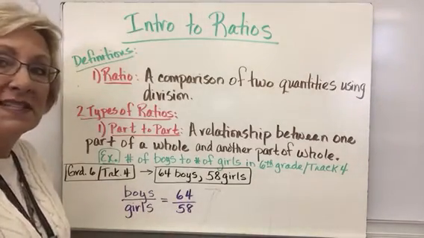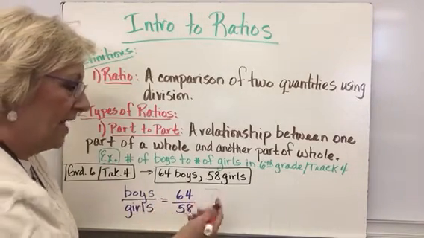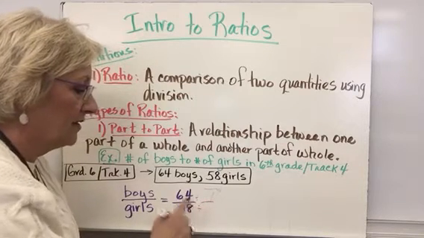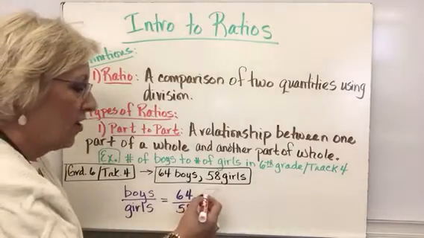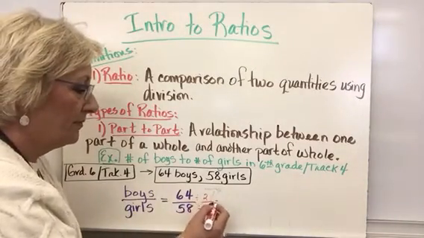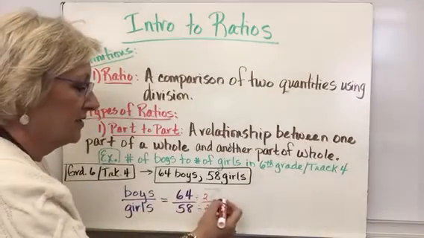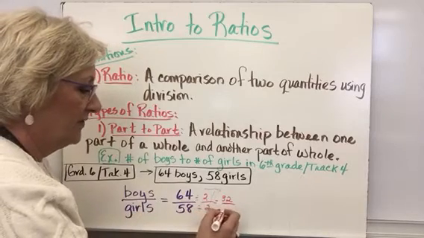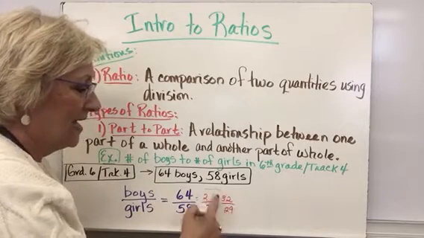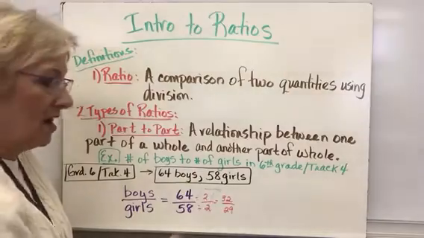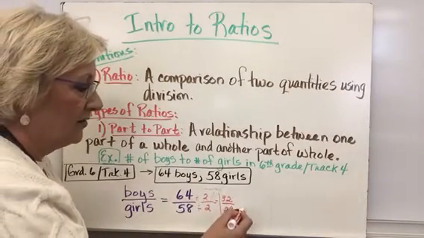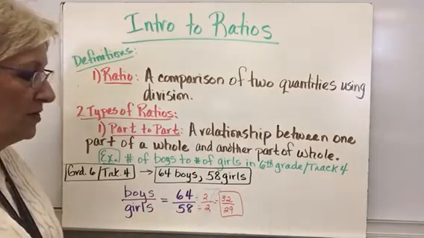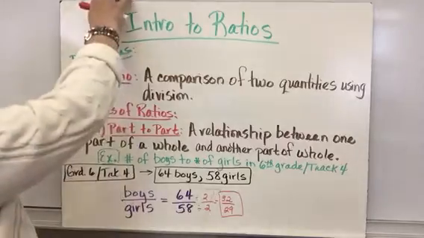Now, I always want to simplify these. It's like a fraction, and I'm going to look at this and say, okay, what can I divide both of these into? What goes into both 64 and 58? They are even numbers, so I know 2 will go into both of them, and 2 will go into 64 32 times, and 2 will go into 58 29 times. Can I reduce any more? I cannot, so I know that there are 32 boys to every 29 girls. So we have just a few more boys than we do girls in this particular example.